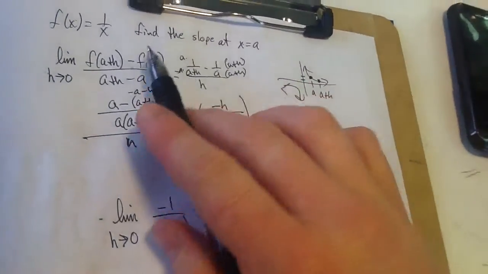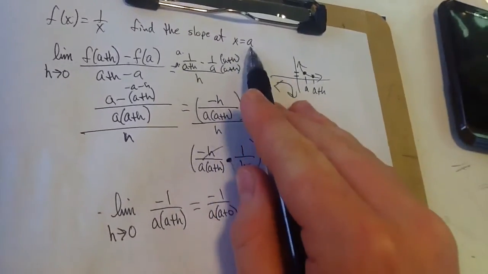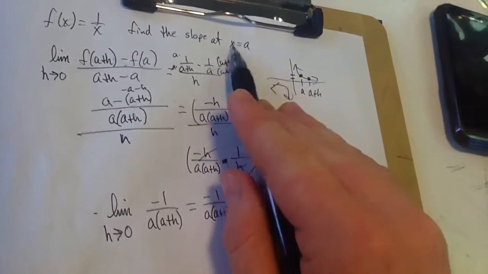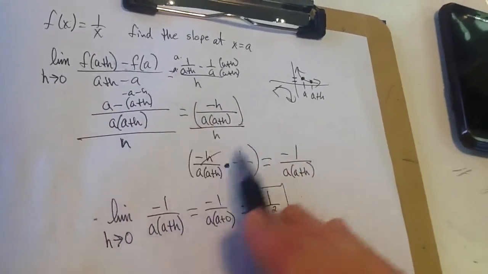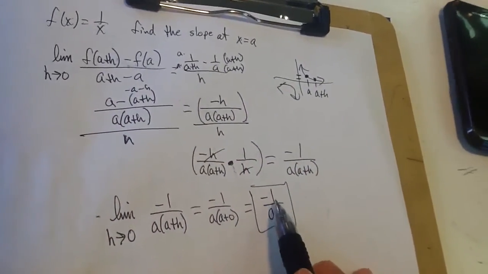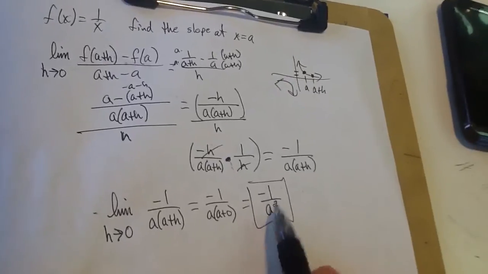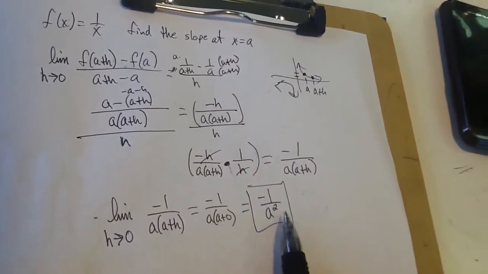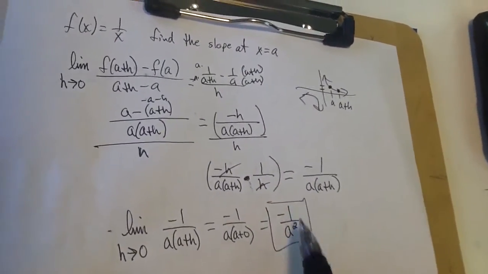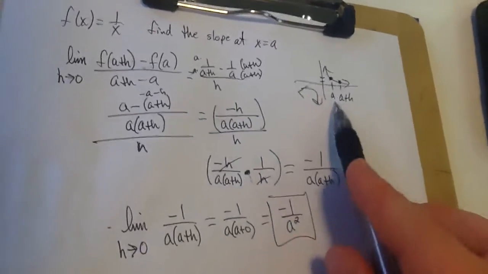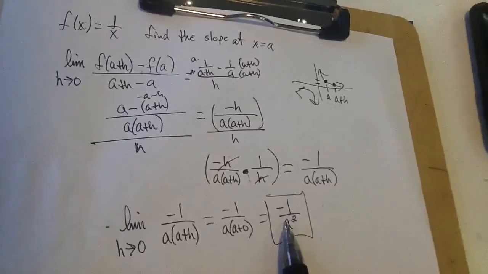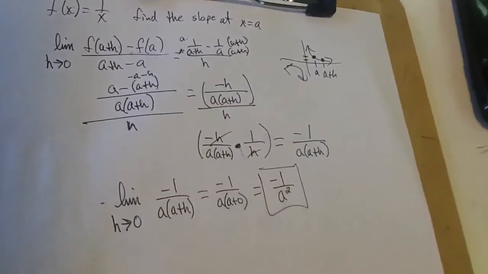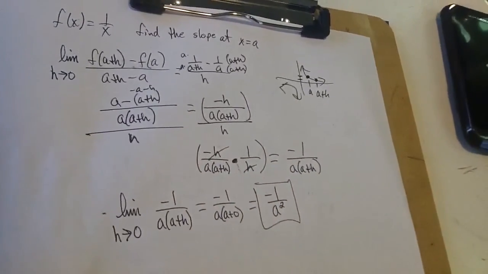So if you went back and you changed that to 5, and you plugged in 5 and 5 plus h, and you did all this work, down here you would have negative 1 over 25, because whatever you pick for a is squared, and it's negative 1 over that. That's your slope at that point. So you can pick any point along there and do this whole process, and you'll get negative 1 over whatever point you picked squared. That's the slope at that point.